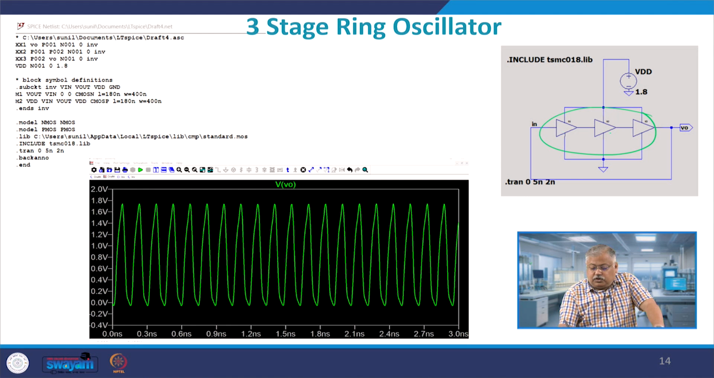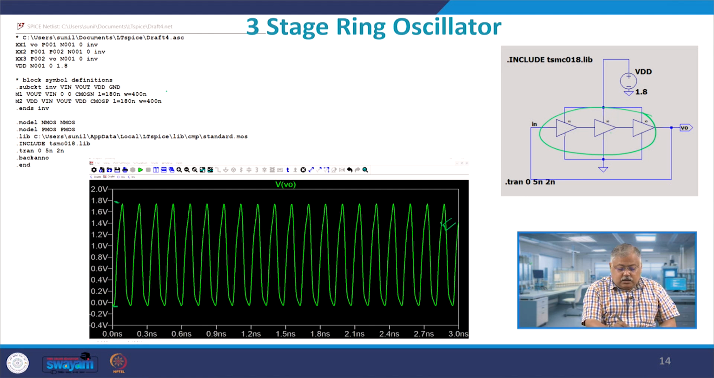I have 3 inverters connected in series like this, and the output of the last one is fed back into the input side. Interestingly, the V out shows, if not a very good ring oscillator, nonetheless an oscillatory tendency from 1.8 volts in the positive direction to 0 volt. So, the peak to peak swing of the ring oscillator is 1.8 volts, and that is expected because you are giving a VDD of 1.8 volts and the minimum value is 0 volts. So, you are grounding it properly.